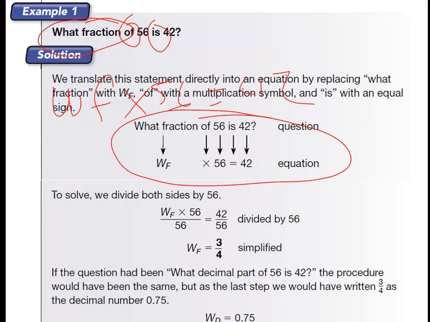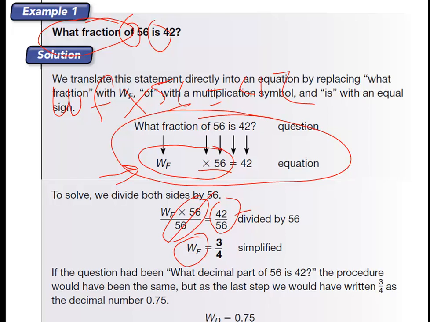We've pulled that down. And then what we've got to do is get the variable, in this case WF, isolated. So if WF, you see right here that it's being multiplied. So what's the opposite of multiplication? It's division. So we're going to divide both sides by 56. And what that does is that eliminates the 56 on this side, which just leaves our variable, and then we just reduce the 42 over 56 and we get 3/4. So we know that our answer is what fraction equals 3/4.